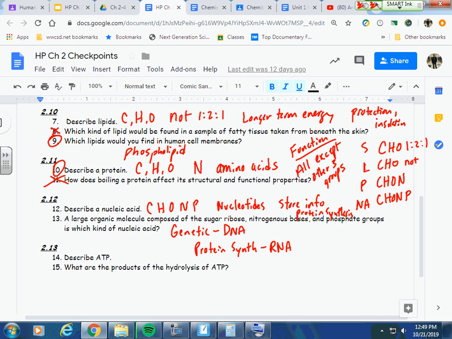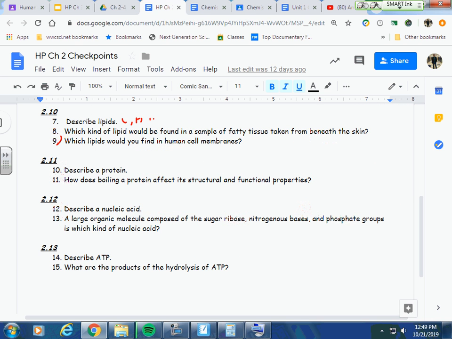The only difference between these 2 is the sugar, and this one is ribose, which is why we have ribonucleic acid. So the answer to number 13 is RNA. So we should know those as well. All right, ATP, high energy compound. We need it for producing energy in our body.